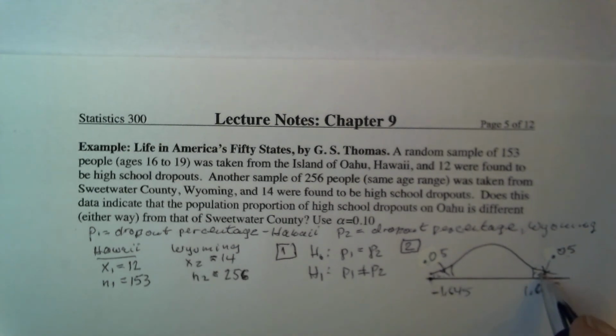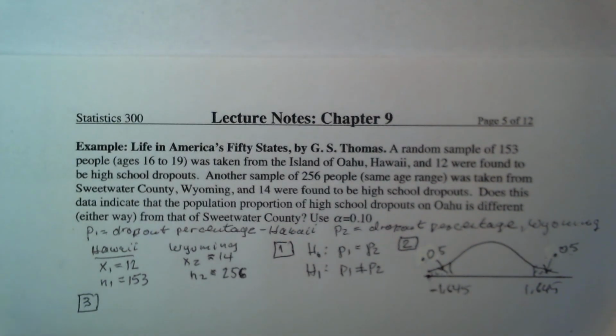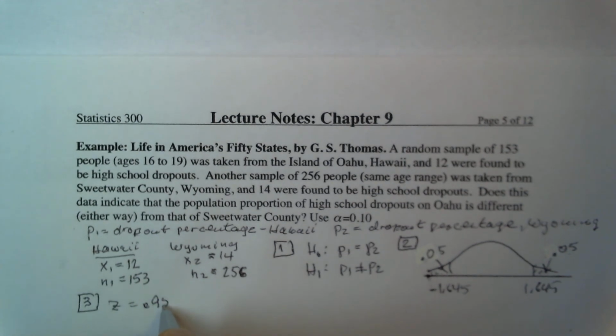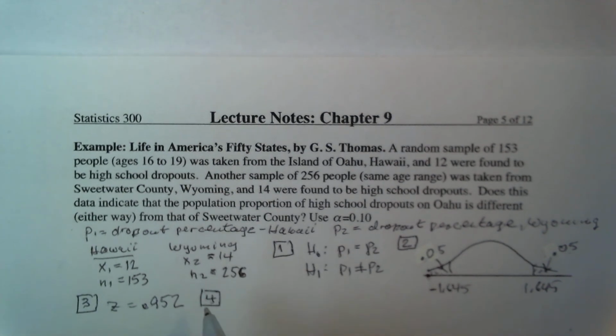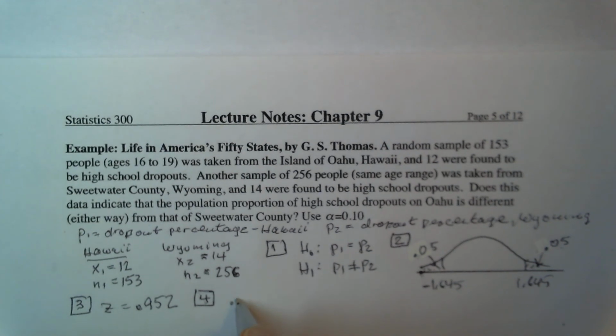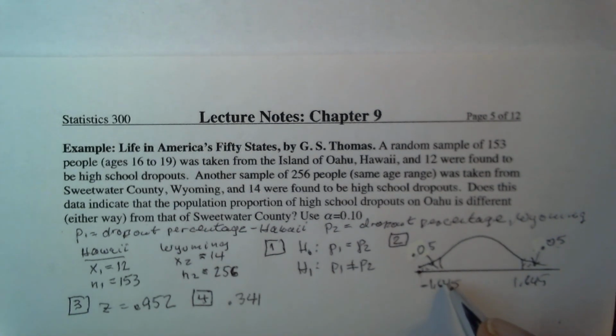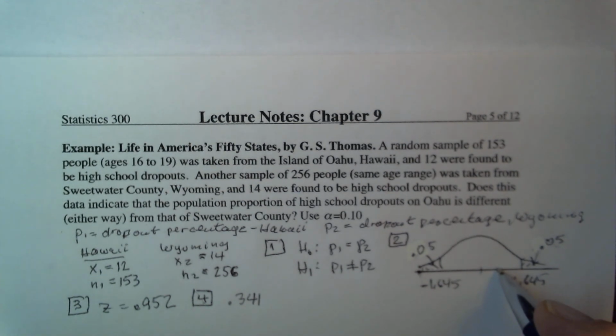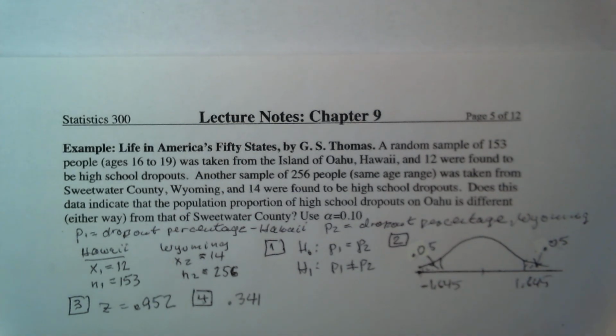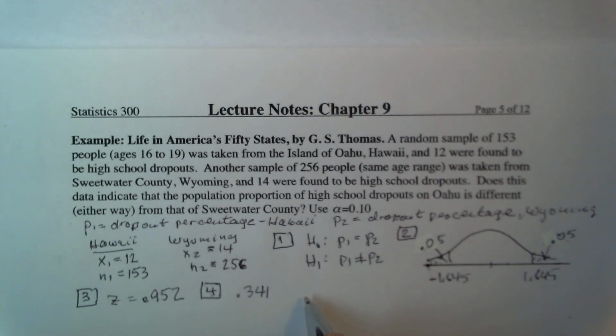And these, of course, are the rejection regions. Using technology, our Z-test statistic is 0.952, and our p-value, again using technology, is 0.341. So in other words, our critical values are minus 1.645 and 1.645, and our test statistic is 0.95. So we are not in the rejection region. So we failed to reject the null hypothesis.